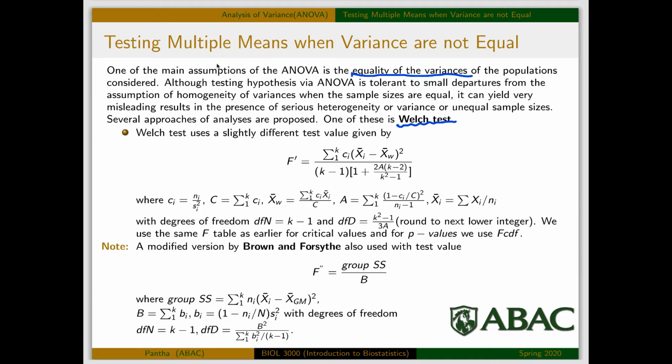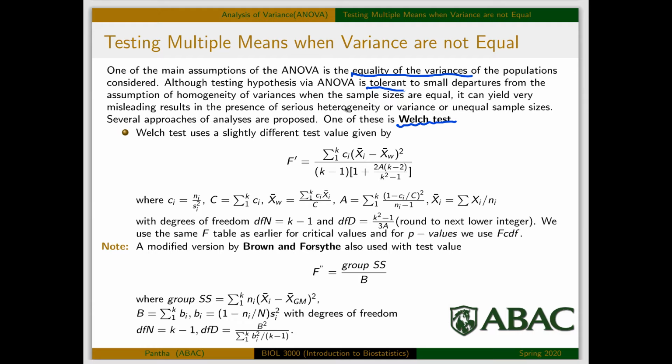Basically, the reason why we call it one way is that under the factor diet, there were different groups, right? The diet was the only one factor that you wanted to test for the effect on the pig's weight. But one of the main assumptions of the one-way ANOVA, or any ANOVA, is the equality of the variances. All the variances within the different groups must be equal, right? Although testing a hypothesis via ANOVA does work okay if the variances are a little bit different, not very different.